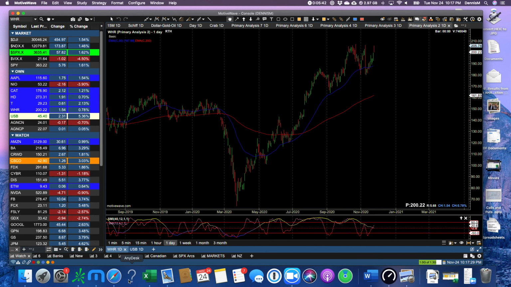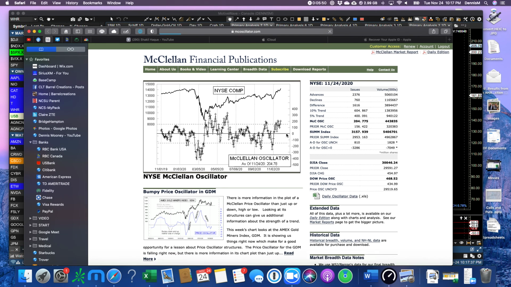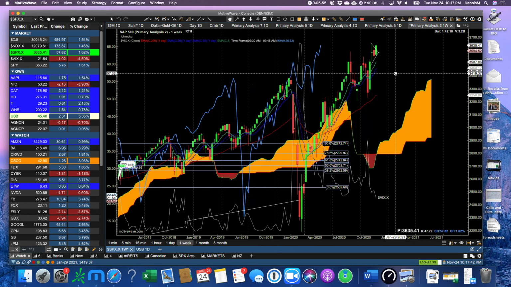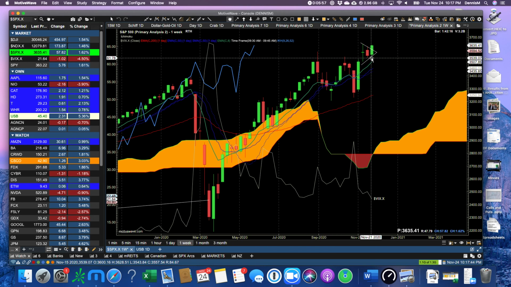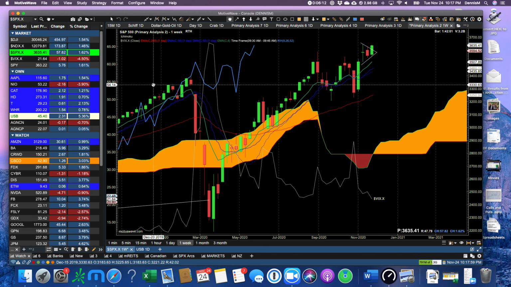So what are we looking at tomorrow? Let's take a look at the McClellan oscillator, which is telling us that we're overbought. Looking at the S&P, which is breaking out of this wedge, but we are coming into a holiday where there'll be no trading on Thursday. Europe will trade, China will trade, we will not, and then Friday is a half a day. So we can probably expect a little bit of muted trading.